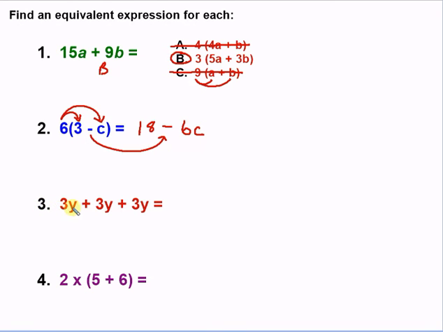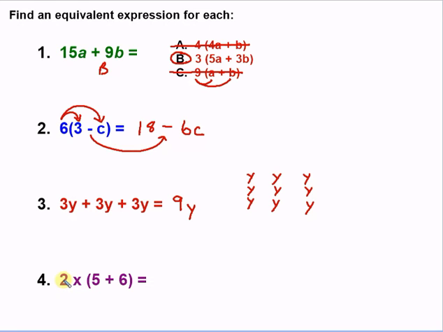3, we have 3y plus 3y plus 3y. Now, if I have 3 y's, and then I have 3 more y's, and then I have a third set of 3 y's, how many y's do I have? Well, I have 3, 6, 9. I have a total of 9 y's. So my answer as an equivalent expression is 9y.